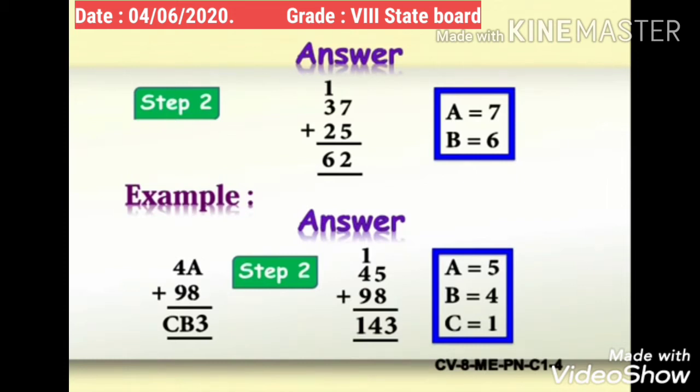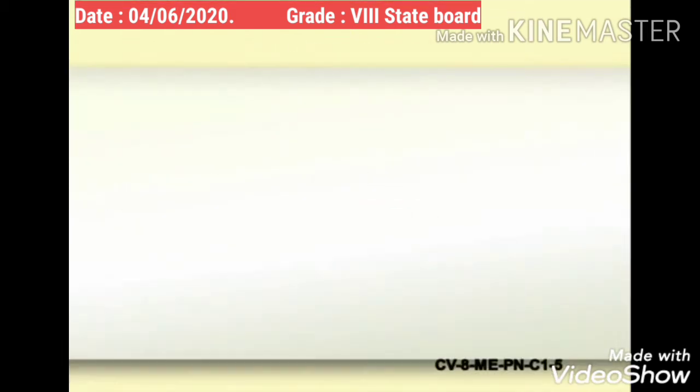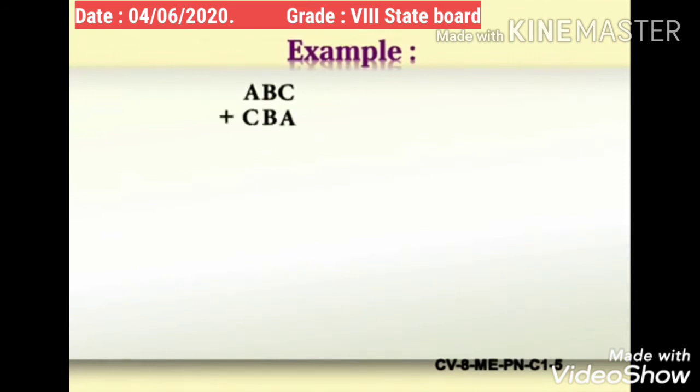Children, let us now consider the addition of 3-digit coded numbers. Here is an example for you. ABC plus CBA is giving a sum 1242. Here, A, B, C are consecutive integers. In the third row, A, B, C appear in some order. Find A, B, C.